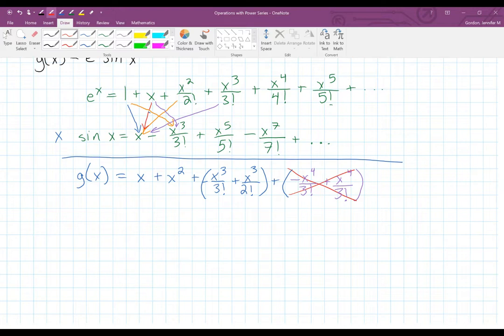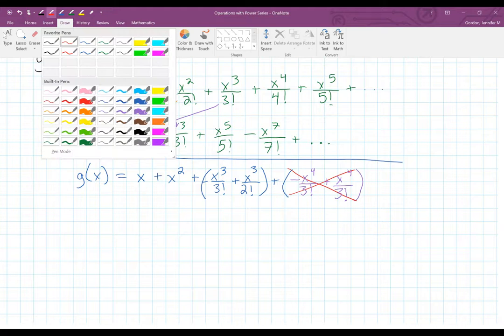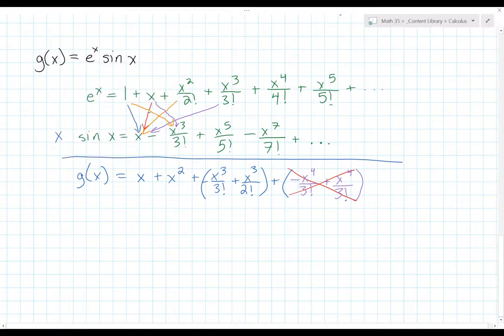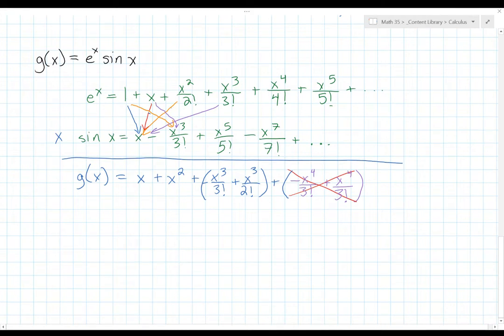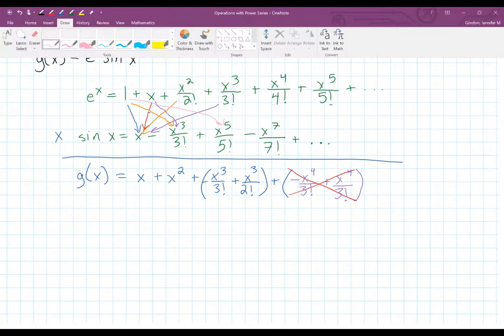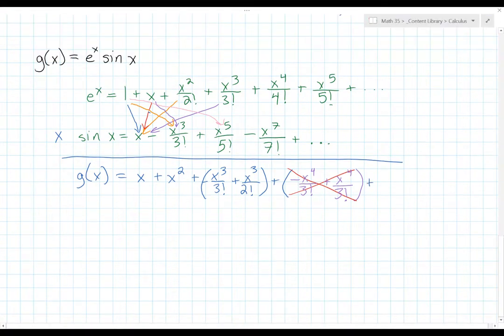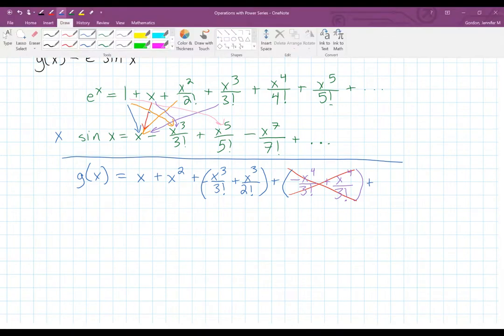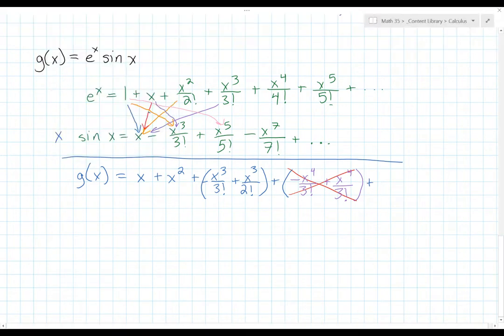And my degree 5. All right, so I will use, let's say, pink for my degree 5. So my degree 5, well, that comes from my constant times the degree 5. So that one is going to give me, might as well keep it in pink. Okay, so that one is going to give me positive x to the power of 5 over 5 factorial.